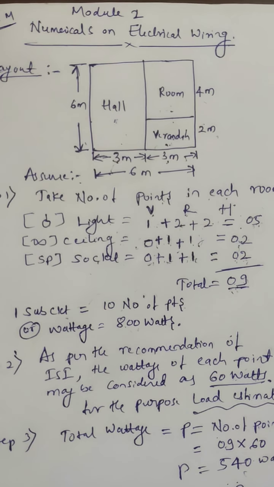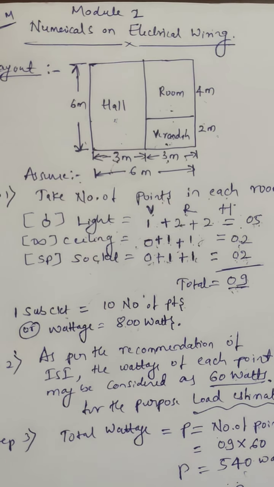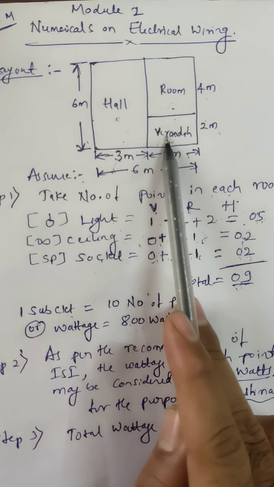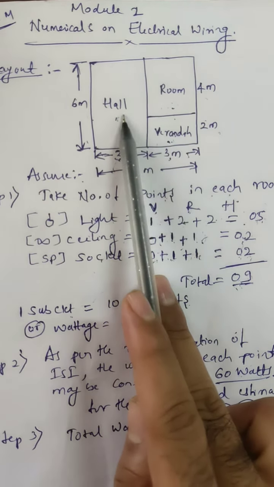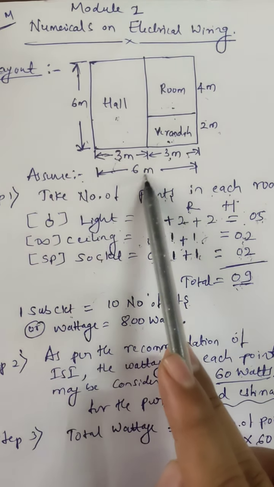Hello everyone. In this lecture I am going to explain how to solve the numericals on electrical wiring. I have considered one layout. Here I have taken three locations: the veranda, room and hall. So a total of three locations are there. The dimensions are given as 6 meter by 6 meter.